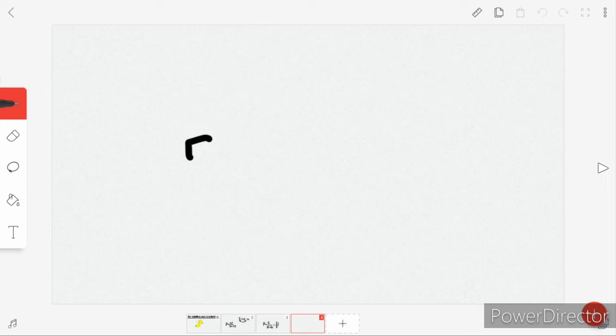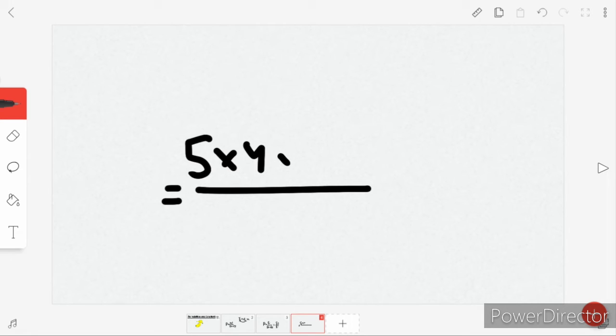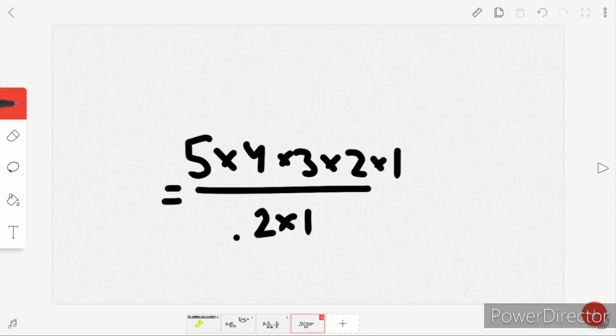And so we have 5 factorial over 2 factorial, which basically means 5 times 4 times 3 times 2 times 1, right? And then we have 2 factorial, which means 2 times 1. So now we can just cross this out on both sides. We have to do 5 times 4 times 3. And so 5 times 4 is 20, times 3 is 60. So we know that the amount of permutations is 60.